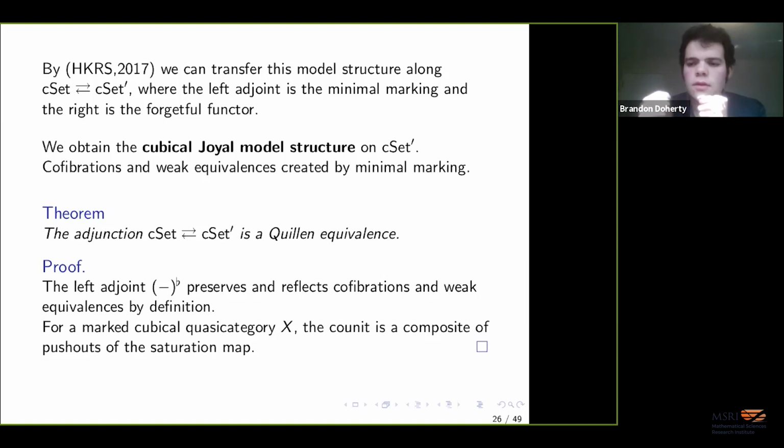And that follows from the fact, which was previously discussed, that in a marked cubical quasi-category, the marked edges are exactly the equivalences. So the counit, we think of that as the inclusion where we just remove all the markings from a marked cubical set, and then we have an inclusion from that into the original thing that we started with. So to put all the markings back on, in a sense, we just take push-outs with respect to the saturation map.